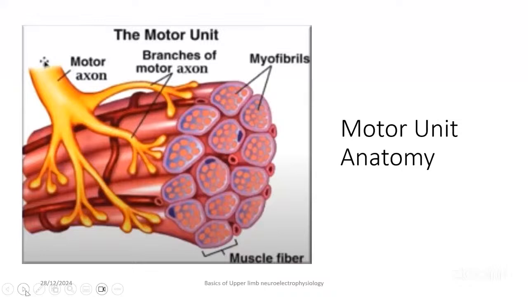So here you see the motor unit. How the motor unit is located, you can see. These are the motor axon, the branches of motor axon. These are the myofibrils. You can see the axons are homing on to different muscle fibers in the motor unit. This is the motor unit anatomy.